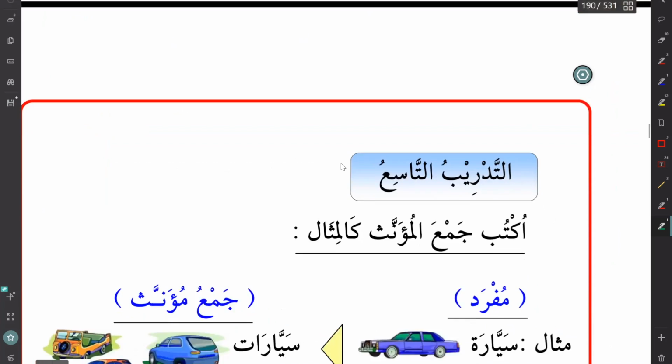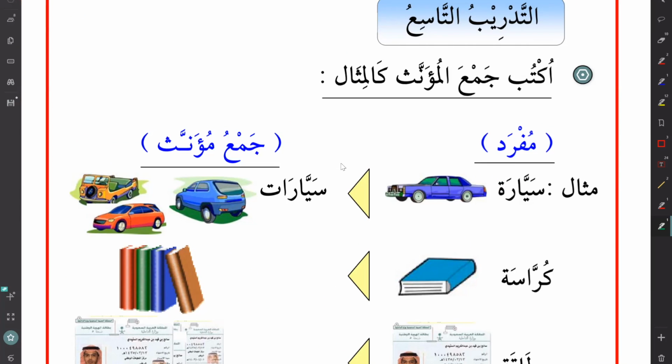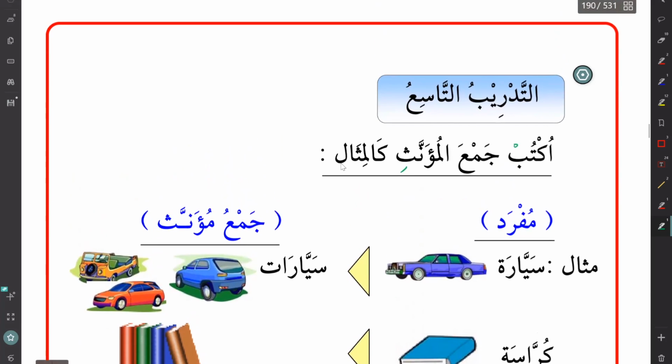On the next page we have uktub jam' al muannasi kamal misal. So write the feminine plural as shown in the example. Now we will learn about something called sound feminine plural. As a quick reminder, remember we have a few types of plural. We have broken, and we have sound.